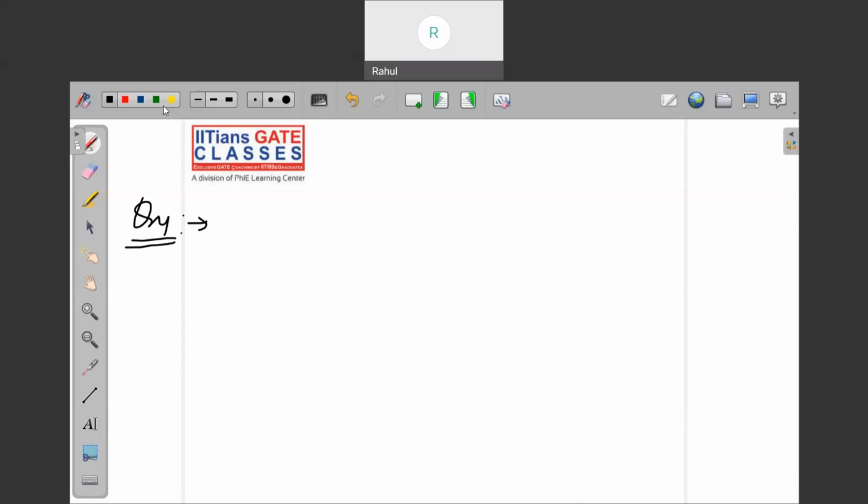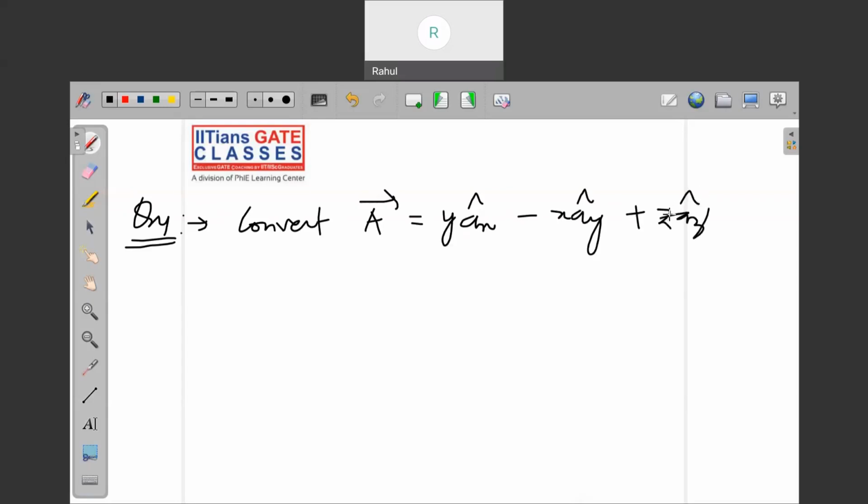In the examination they have given: convert the vector A, minus x A y cap plus z Az cap, into the cylindrical coordinate system.